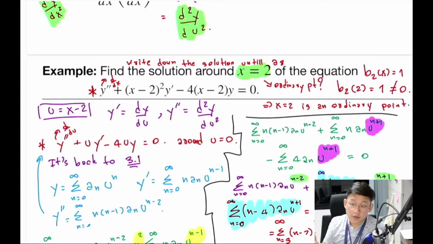until a8, for example. If they ask you to write down the solution until a8, you need to write down the solution until a8. It doesn't matter how many terms are there. So in the exam, just watch out. If they don't say anything, write down at least 4 terms for each a0 and a1. If they say write down the solution until a8, a10, a12, just do what they ask. In this case, I'll assume they ask us to write the solution until a8.